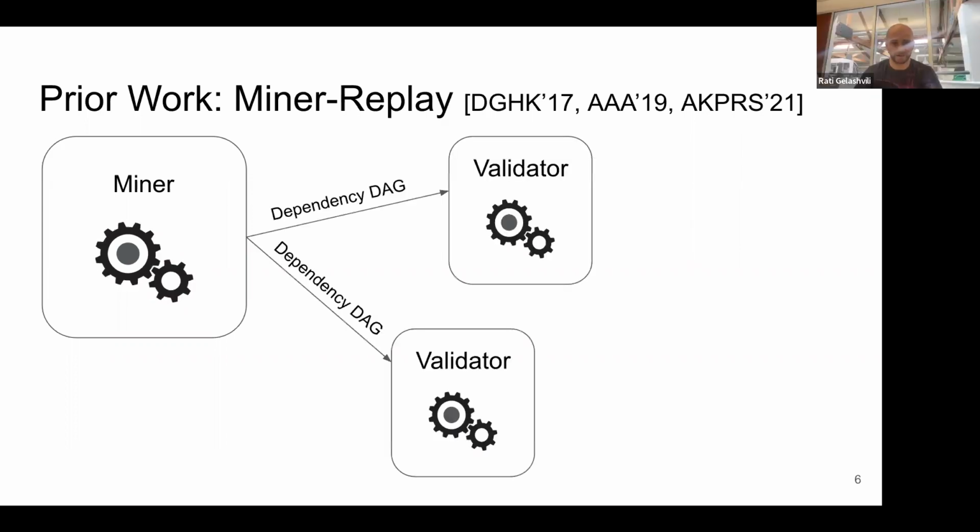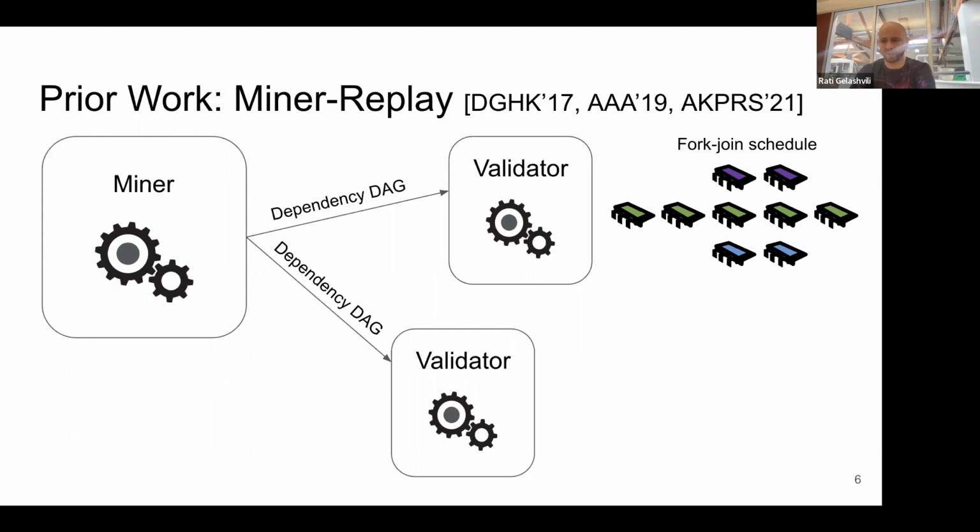The main observation in this line of work is that the miner or the leader is the first one that has access to the block, and it can be the first one to actually execute these transactions. Maybe this will be slow, but there are approaches for how it could extract the dependency information between the transactions as it's executing them. And then it can send this information to other validators to help them execute faster.